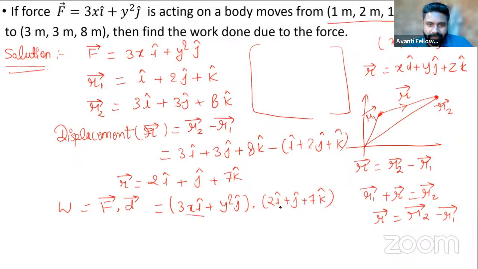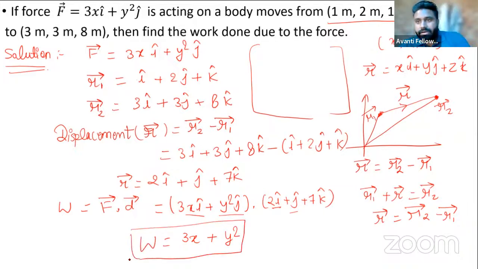So only 3x i cap with 2 i cap, and y square j cap with j cap, you have to consider. Okay. There is no component of k vector in force, so we will not take that. So it is 3x times i cap dot i cap, which becomes 1, plus y square times j cap dot j cap, which becomes 1. So it is y square. So this is the work done. Okay. In this question, there are lots of variations that could be possible.